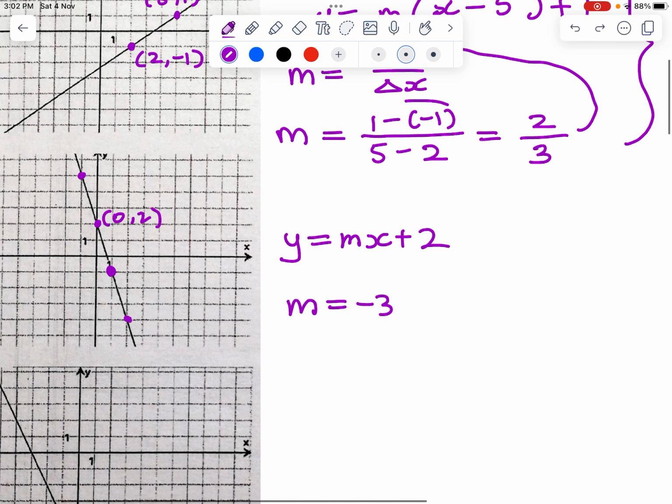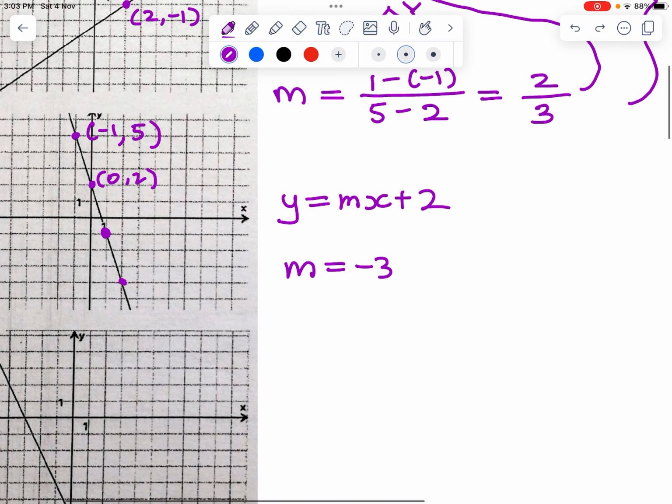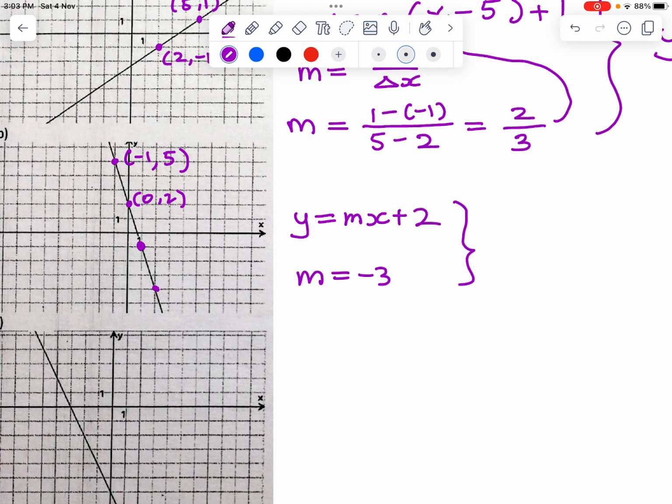Or you can also do this method here where you want to have the point -1, 5, I believe. Yeah, we can do that as well. But the easiest point is just do this because you know it's rise over run, so 3 and 1. So I know this becomes y equals to -3x plus 2.